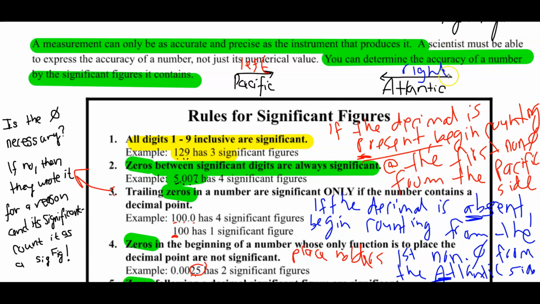If you can't remember left is Pacific and right is Atlantic, I have those up above the SMART board in the front of the room on the wall. So you either have to memorize these 5 zero rules and apply them every time, or memorize this little poem here. You'll get the exact same results doing it either way.